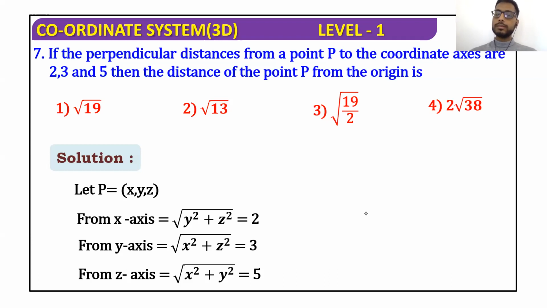I'm going to square them and add them because my end goal is to find the distance of point P from origin, and the distance of point P from origin is nothing but under root of x square plus y square plus z square. So I want that value. So what I'm going to do, I will square and add, and if required, I'll take the square root again. So how does this go?